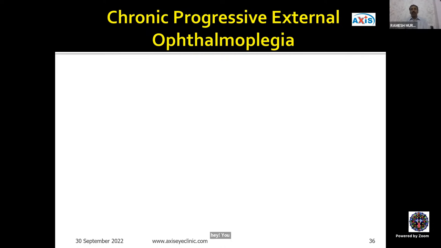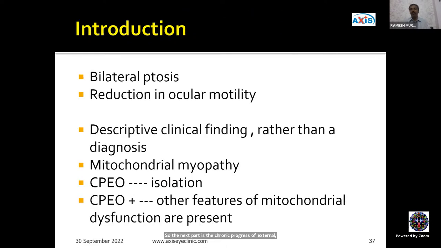So the next part is chronic progressive external ophthalmoplegia, which is again a very interesting case study where we see these patients occasionally in the OPD. This presents with bilateral ptosis and reduction in ocular motility. So when we say chronic progressive external ophthalmoplegia, we are talking about a descriptive clinical finding rather than a diagnosis. This is a classic mitochondrial myopathy. So CPEO can occur in isolation, or it could be CPEO plus when other features of mitochondrial dysfunction are present, that is, more of systemic features.